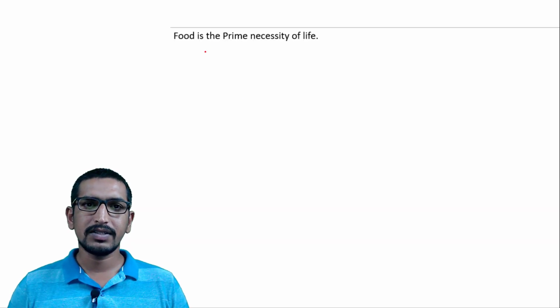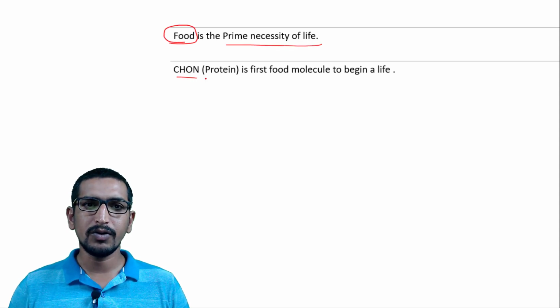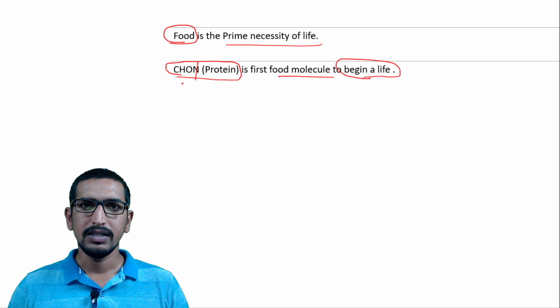In science, food is called a primary necessity of life. Here the first food molecule is protein. Protein is the first food molecule to help the beginning of life. In biochemistry, the chemical name of protein is CHON. CHON is the first molecule in the formation of a living organism.